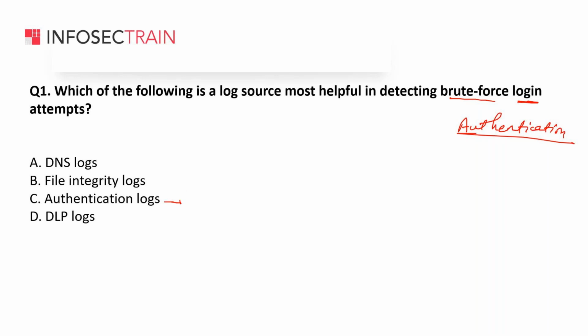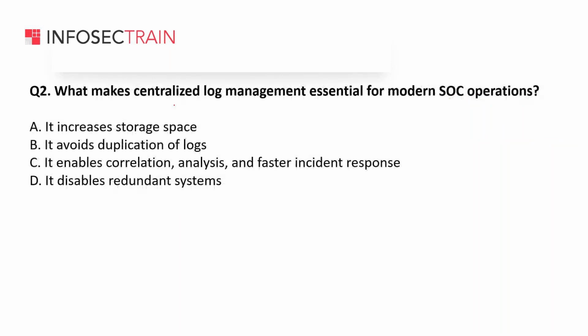DNS logs show which domains were queried by the system or users. They are useful for detecting malware, command and control channels, beaconing, or data exfiltration via DNS. They do not record login attempts. File integrity logs are for tracking changes. Let's go to the next question, because that question might be used later.